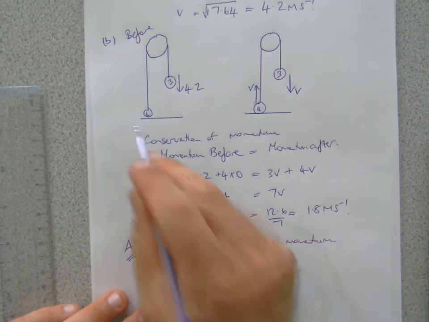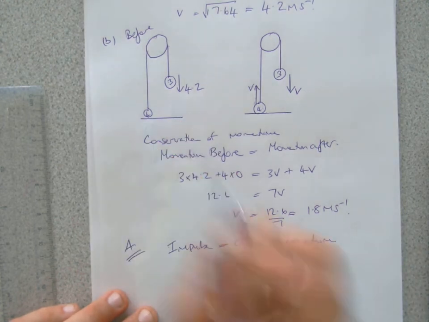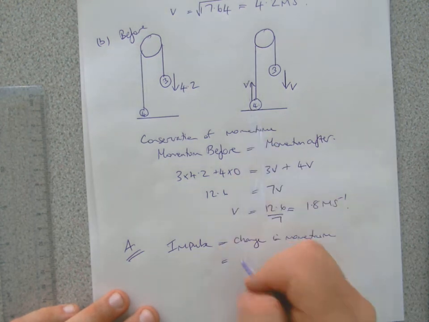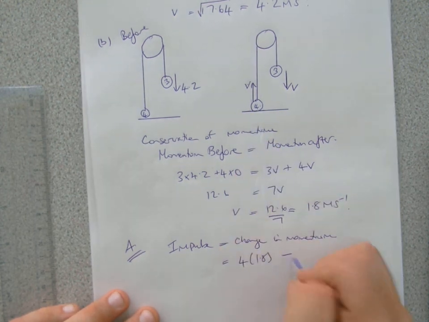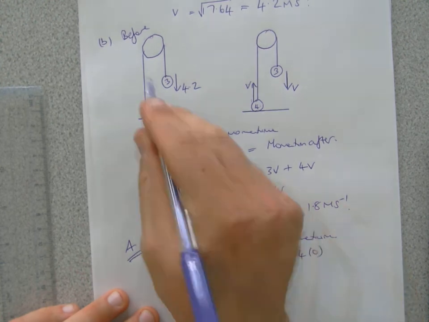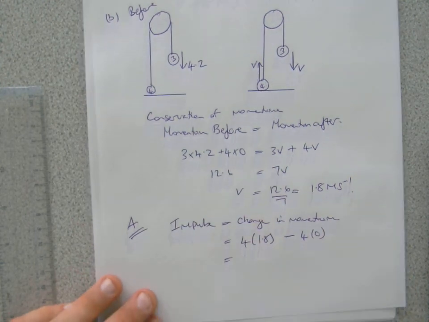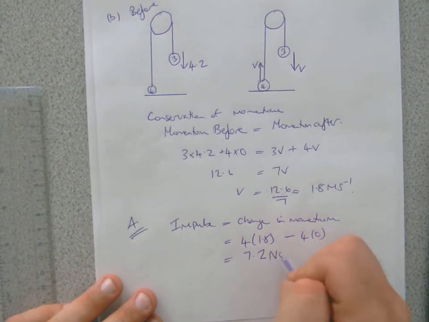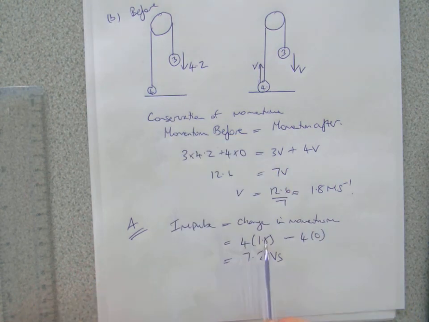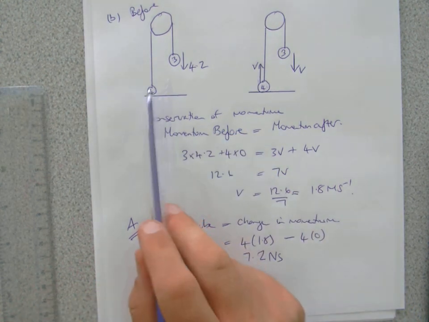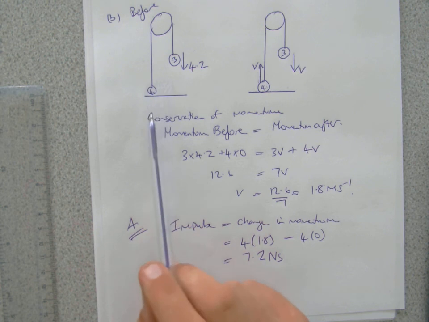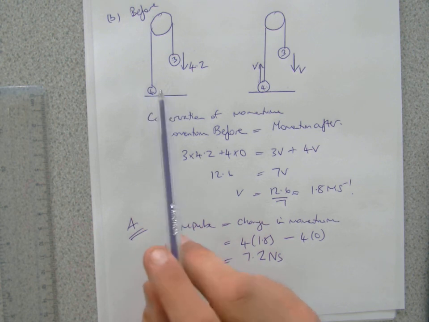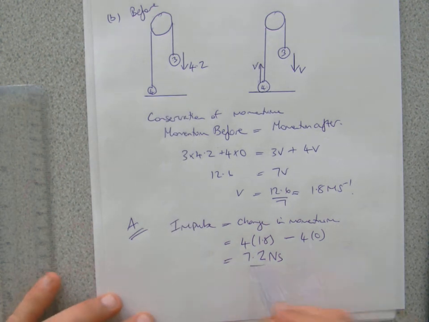We could focus on B, but there's less work to do on A, because the change of momentum of A is just 4 times v, which is 1.8, take away 4 times 0, because it was 0 here. That's important to remember. The impulsive tension in the string is exactly the same as the change of momentum of the body, because the string is acting on this body and is attached to the body. So what happens to the particle is happening to the string. That's our answer there.